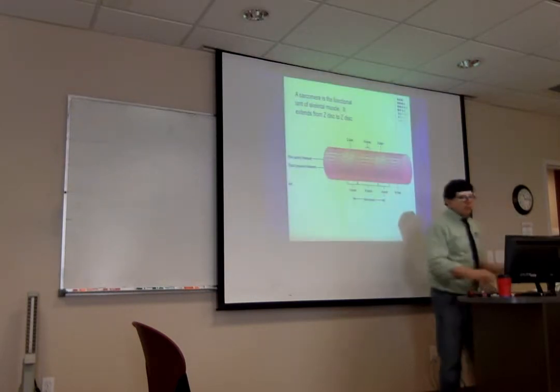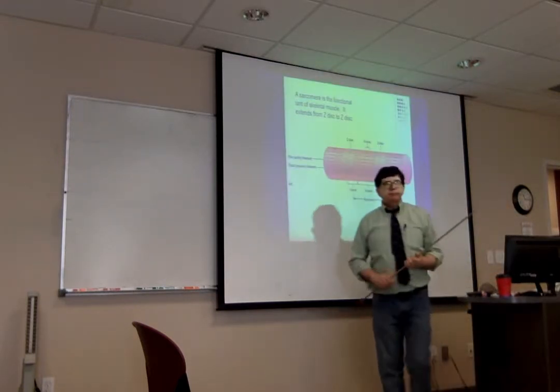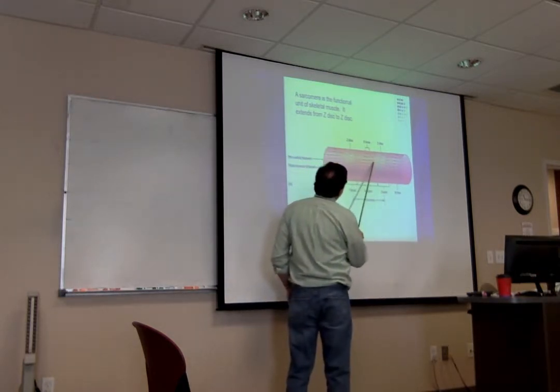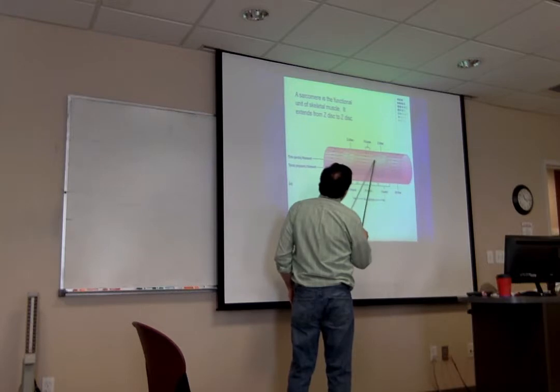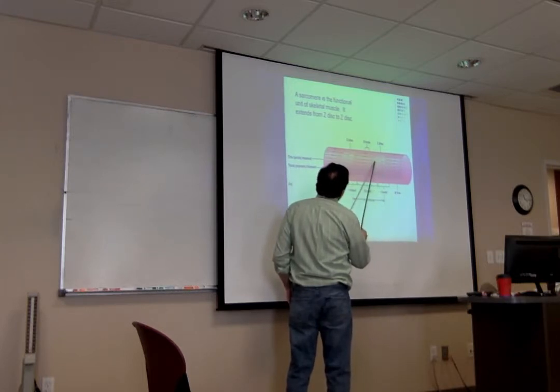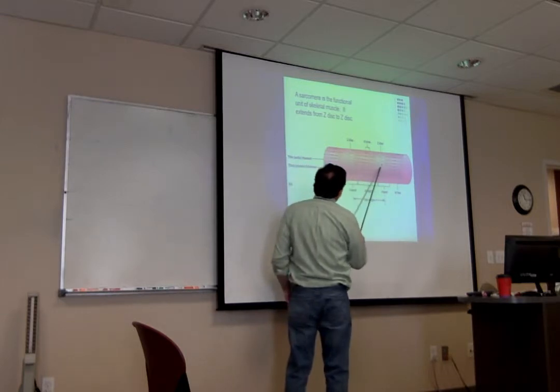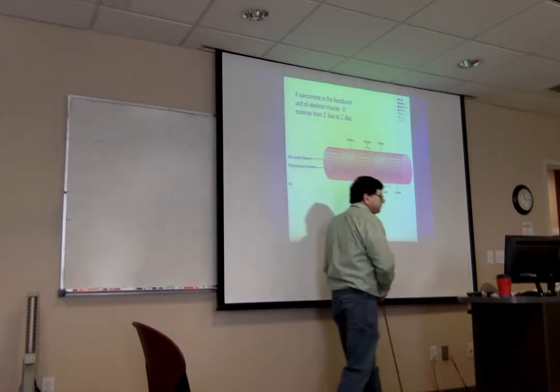So this is a little bit more sophisticated drawing, where you can see the dark bands here, and this area in between, the I band, and another dark band. Again, the region from Z disc to Z disc would make up the sarcomere.